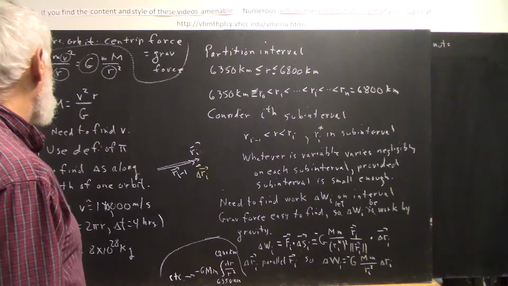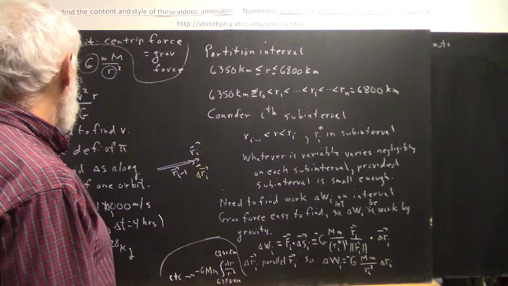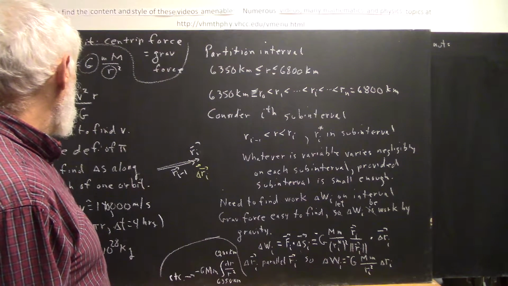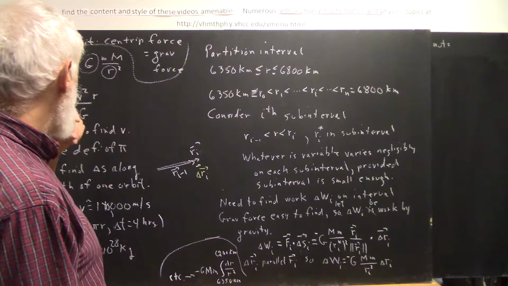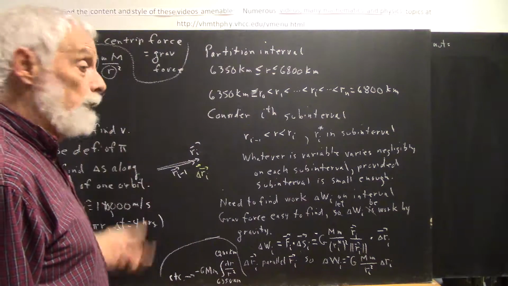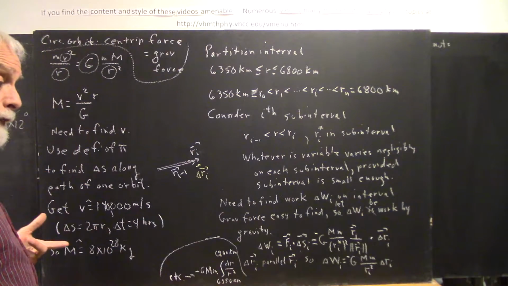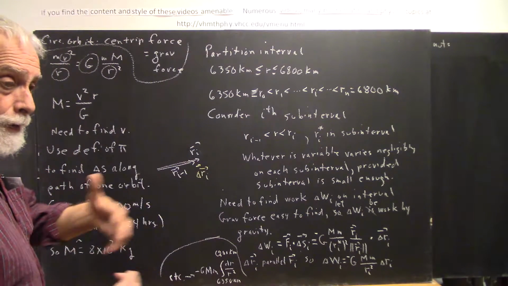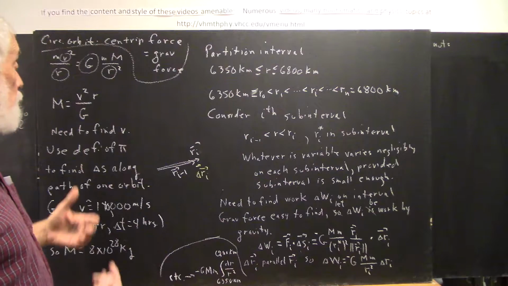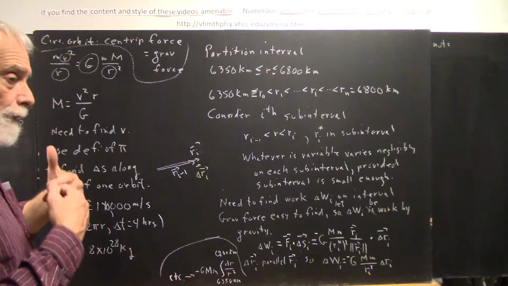Now, we're given a problem in which we're asked to find the mass of a planet about which a satellite is orbiting at a given rate. And we're not given the velocity of the object, we are given the radius of the orbit, the distance of the satellite from the center of mass of the planet.